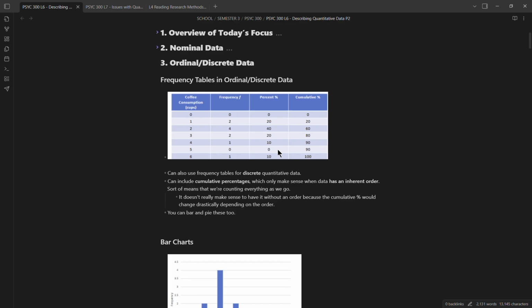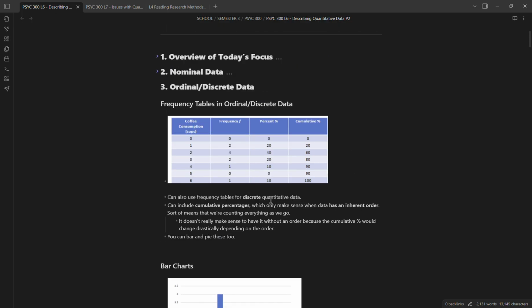That's 40%. 40% of people in our data had two coffee cups. But now, because we have that 40% on top of our 20%, our cumulative percent is 60. And then we do it again. We go to the next one, 3 to 20. Now we're at 80. 4 cups, one person did it. That's 10% of our time. Now we have 90. Yada yada yada until we get to 100.